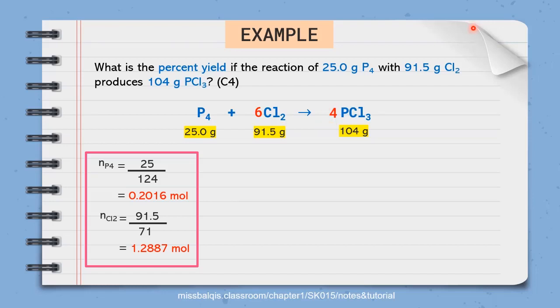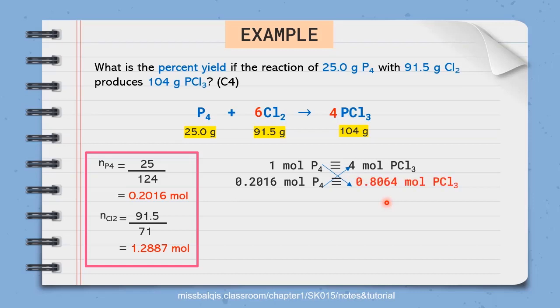Make sure to do comparison for both reactants and look for the smallest mole of products formed. Since 1 mole P4 produces 4 mole PCl3, we'll take this number here, 0.2016 mole P4 will produce how much mole of PCl3? So we're gonna do the cross multiplications, and lastly we're gonna get a new mole of PCl3, 0.8064 mole PCl3. This is when P4 becomes a limiting reactant. This is the amount of PCl3 being formed.